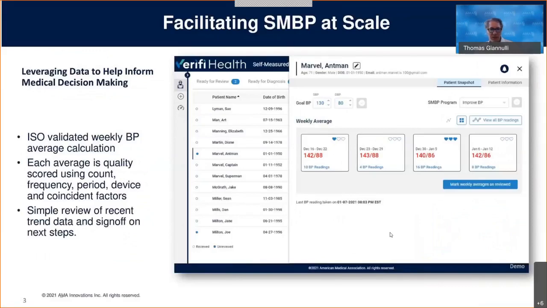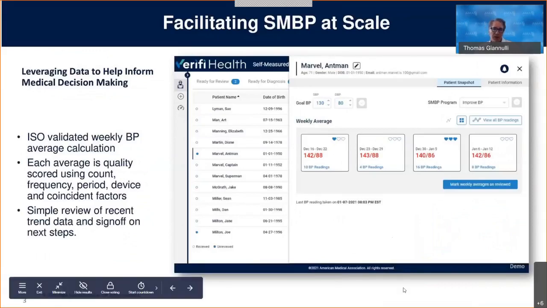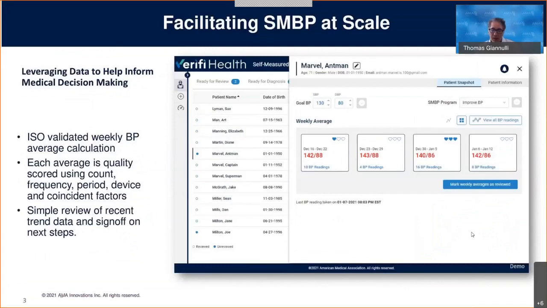So this is an example of how, once that information is brought into a central area and then pushed into the EHR, or pushed into a presentation that's within the EHR or within that workflow, the provider can see that information at a glance. In this example, you have a list of patients, and to the right, you have the measurements for the selected patient. And it's an ISO validated weekly blood pressure average calculation, and there's a quality score associated with that measurement.